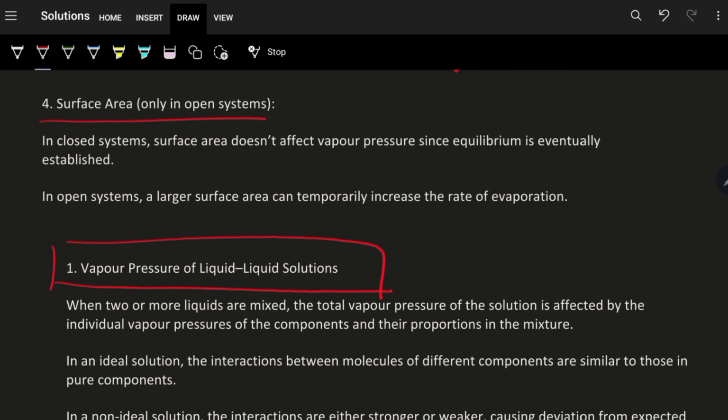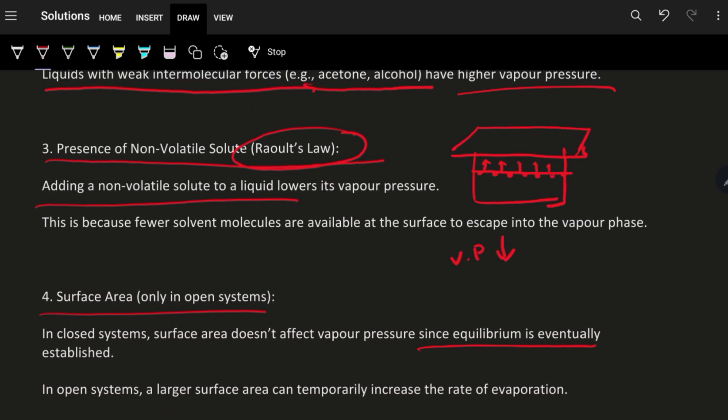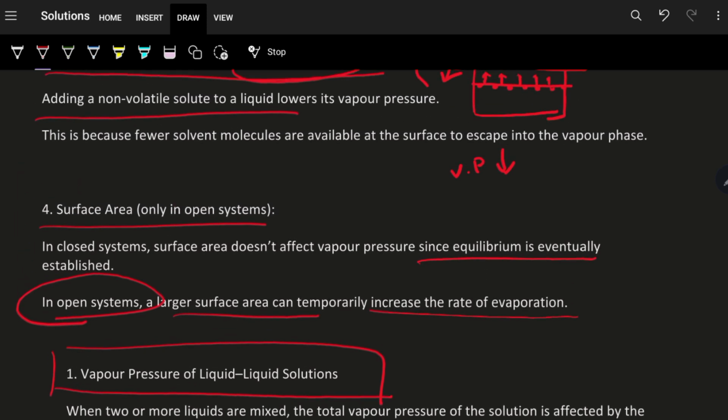Next is surface area, only in an open system, of course, because in a closed system, the liquid and its vapor phase will be in dynamic equilibrium. The equilibrium will be set up if it is a closed system. As I have said, the rate of vaporization and the rate of condensation will be the same, and the system will attain a dynamic equilibrium after some time. But in an open system, if the surface area is more, then the rate of vaporization will increase. So these are the four important factors that affect the vapor pressure of a liquid.